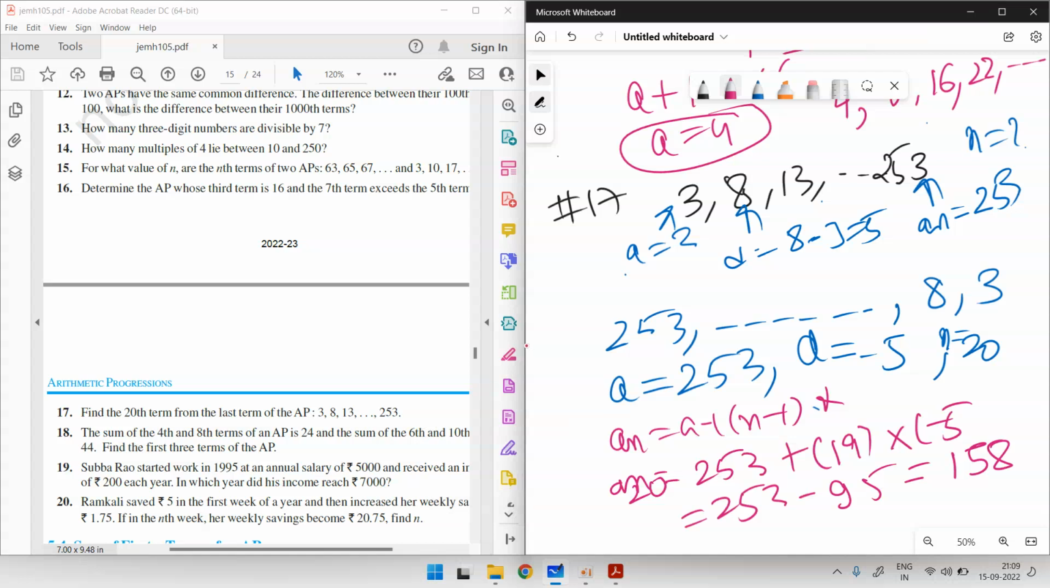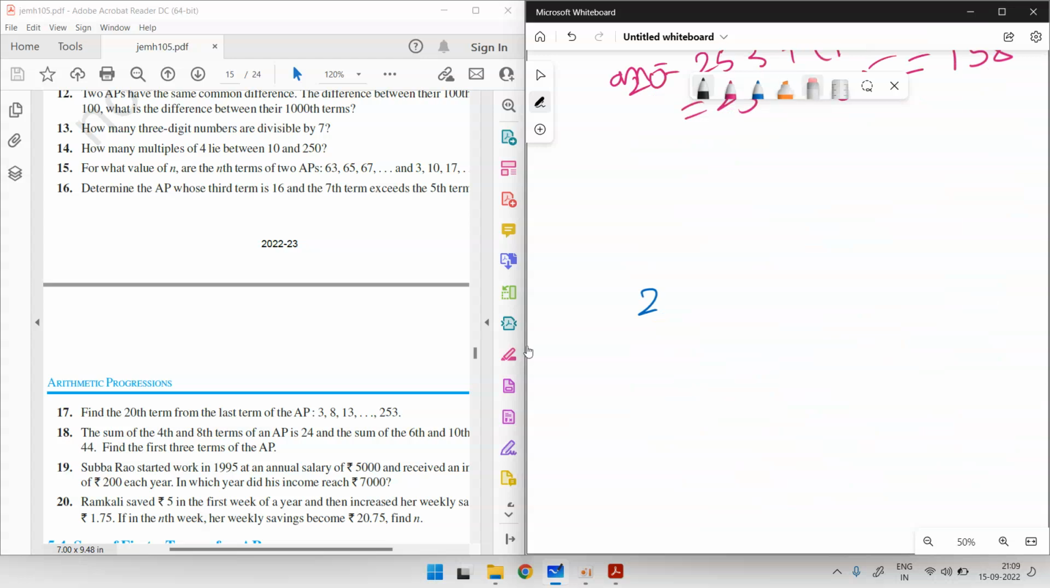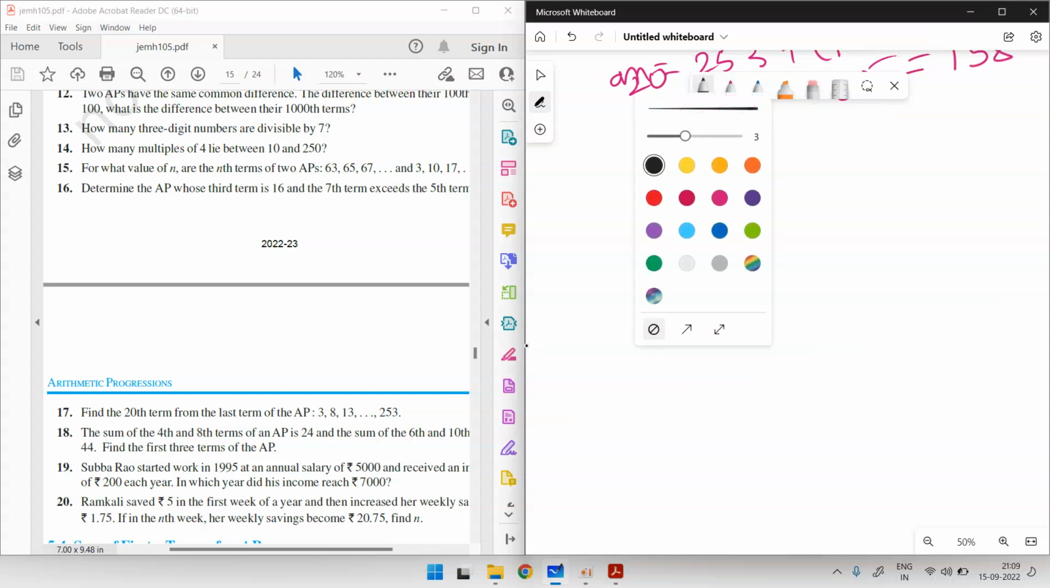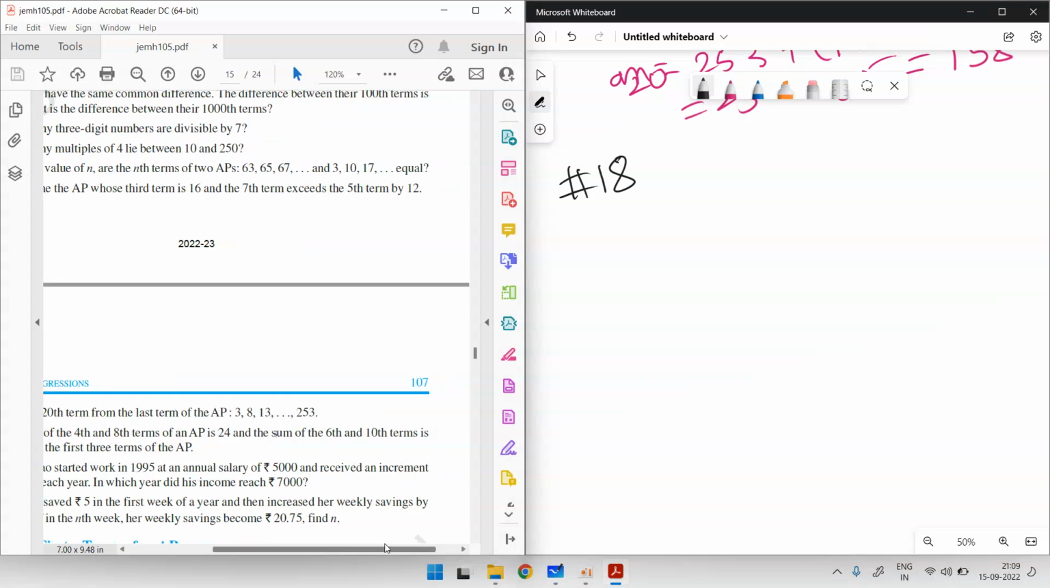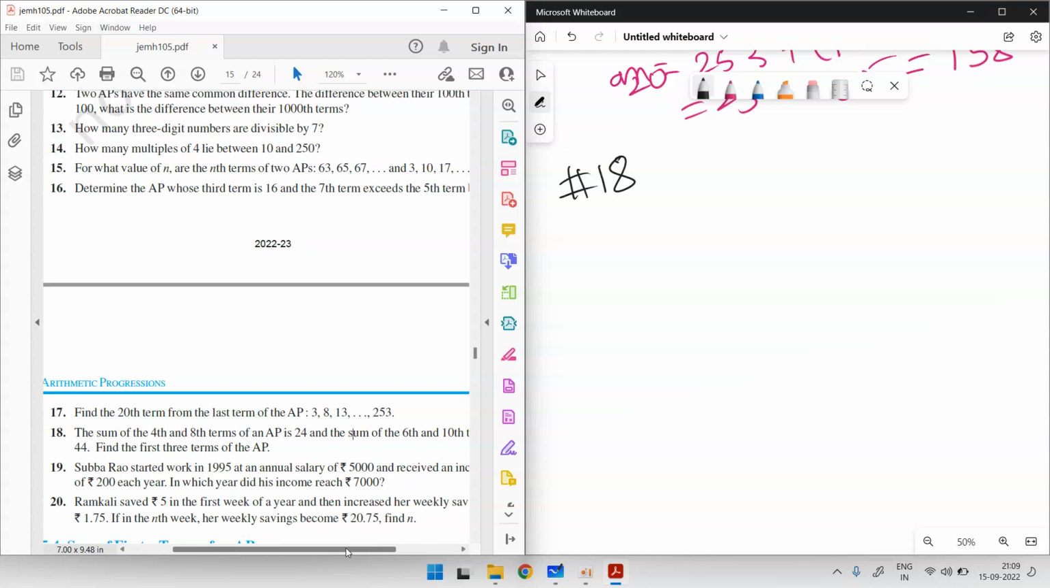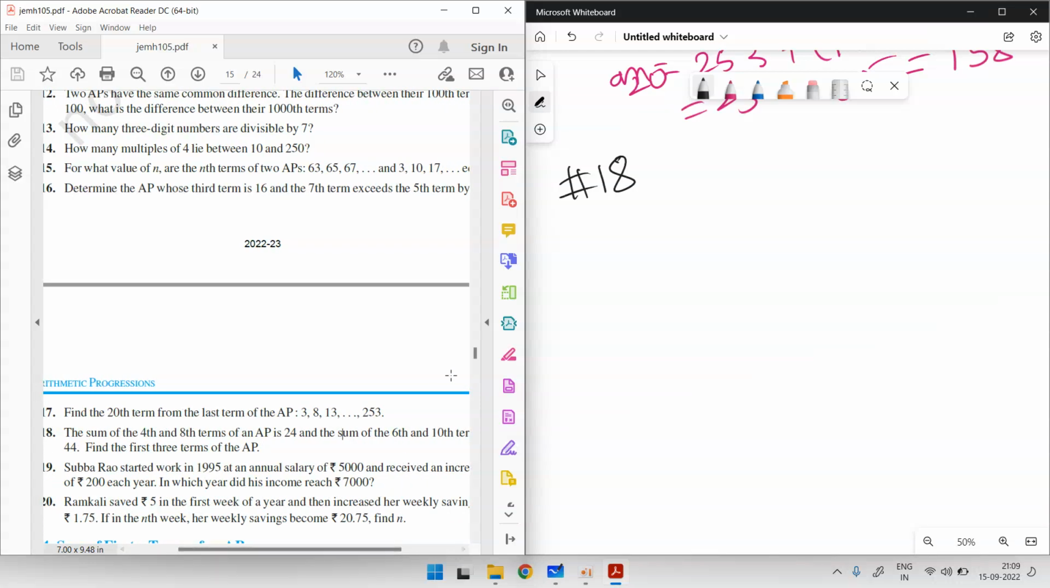So my 18th question is: the sum of the 4th and 8th terms of an AP is 24, and the sum of the 6th and 10th terms is 44. Find the first three terms of the AP. This is also the same thing, you just need to write the sum of the 4th and 8th terms.